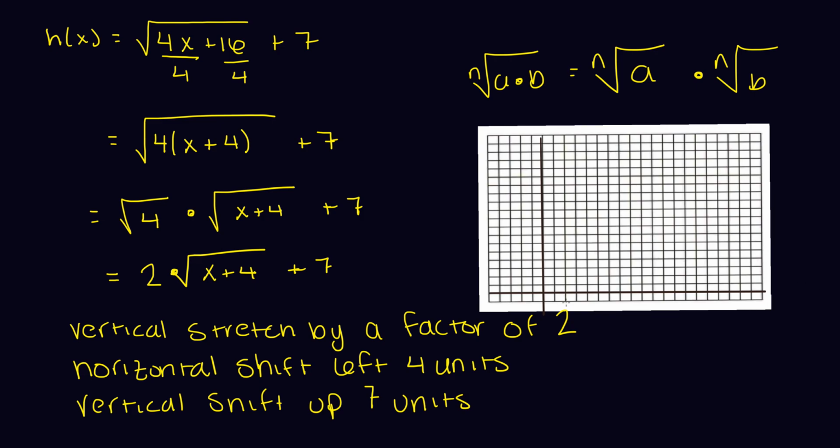So parent function again: 0, 0; 1, 1; 4, 2; 9, 3; 16, 4. Parent function there. Horizontal shifts, I told you I do horizontal shifts first. It's just my preference to go back 4 units to do something that's happening inside the radical and then take everything that's happening outside the radical.